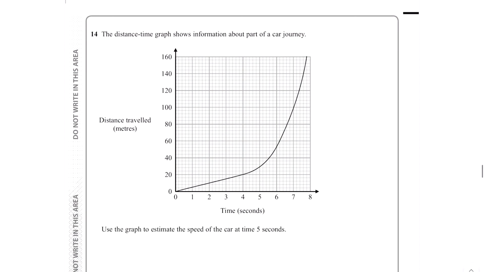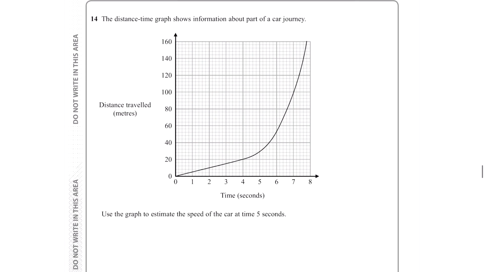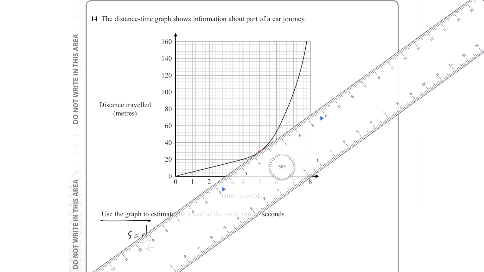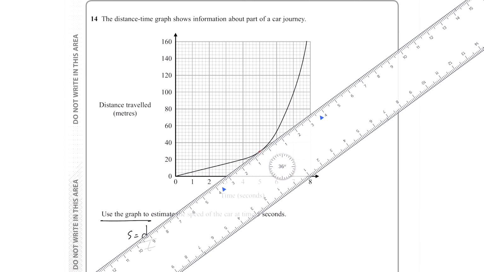Looking at the next one, the distance-time graph shows information about part of a car's journey. Use the graph to estimate the speed of the car at time 5 seconds. Now it's saying use the graph, so you can't use the equation speed is equal to distance over time here. You'll have to use the graph. So we're going to have to draw a tangent at 5 seconds, which is right there. You're going to get your ruler and draw a tangent at 5 seconds.